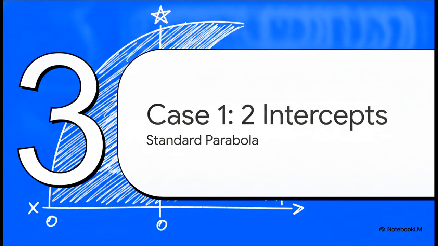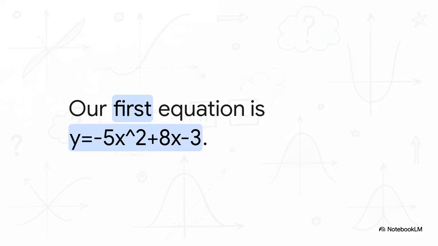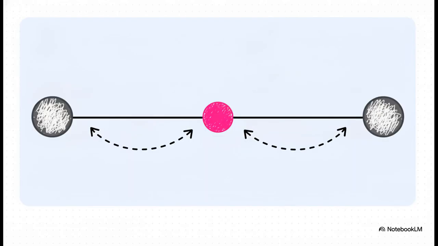Part 3. Case 1. 2 intercepts. Okay, time to put this playbook to work. Let's test it out on a pretty standard equation. y equals negative 5x squared plus 8x minus 3. As you'll remember, step 1 of our playbook is setting y to 0 so we can hunt down those x-intercepts. If we go ahead and factor this, we find our intercepts are sitting at 0.6 and 1.